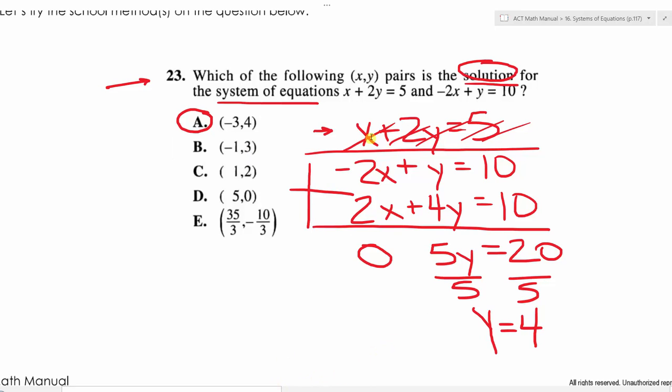Again, what I did is I multiplied the first equation by a factor of 2. That allowed me to eliminate the x terms, leaving me with only the y terms, which left me with an equation with just one variable that I could solve for the value of that variable.